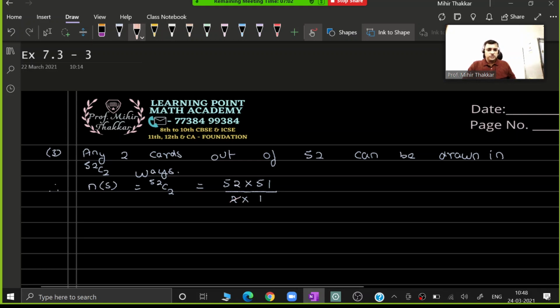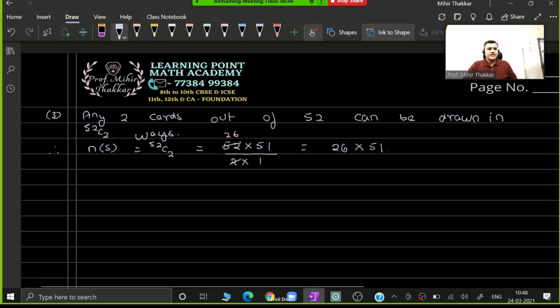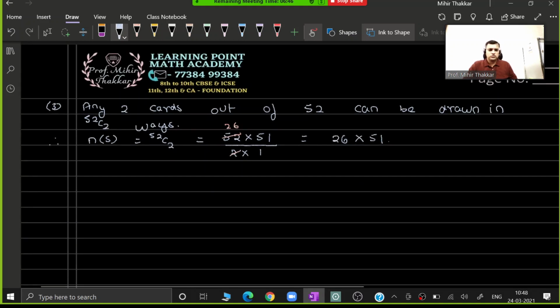I can reduce these both numbers, 26 into 51, but we will not multiply this. We will just leave it as it is. And then while calculating the probabilities, if something gets cancelled off, we will cancel it off. If nothing gets cancelled off, we can still multiply it later on. So let us keep it as it is, and let us go and check out our question A and question B.